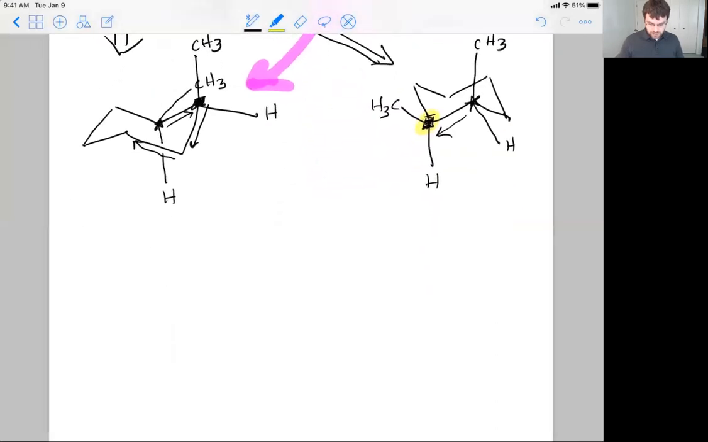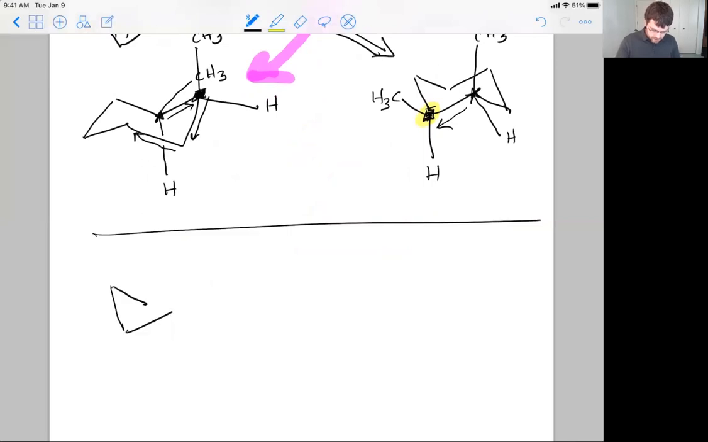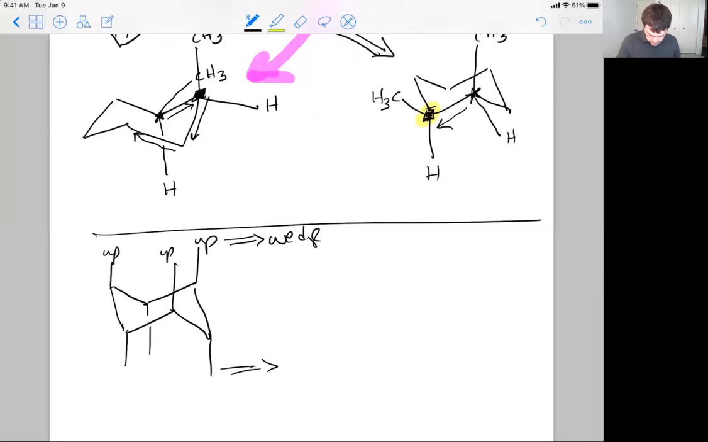One thing you might want to do using those templates that I posted to the learning module is to go through and practice drawing all the axial and equatorial positions and identifying whether they're up, down, or would be wedges and dashes in a flat structure. For example, as some extra practice, we could consider the axial positions first. These three are up, so they would all be wedges. These three are down, so they would all match up with dashes on the flat structure.